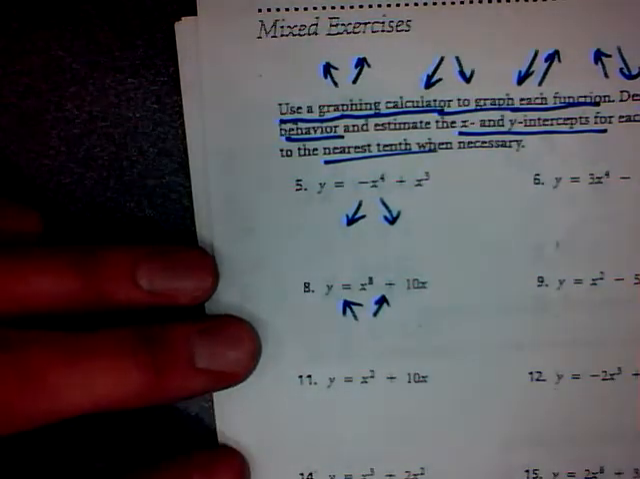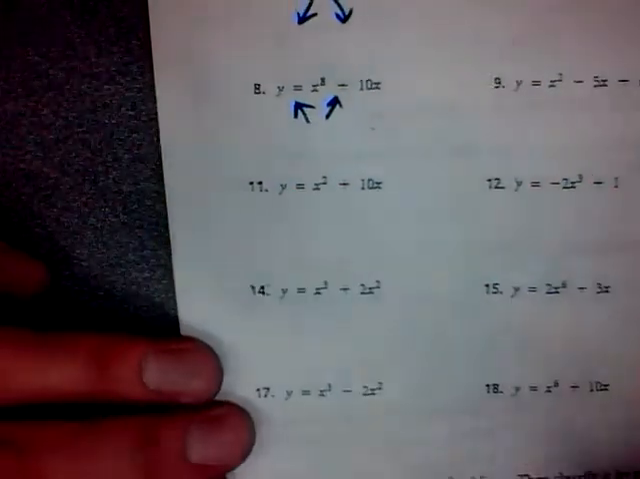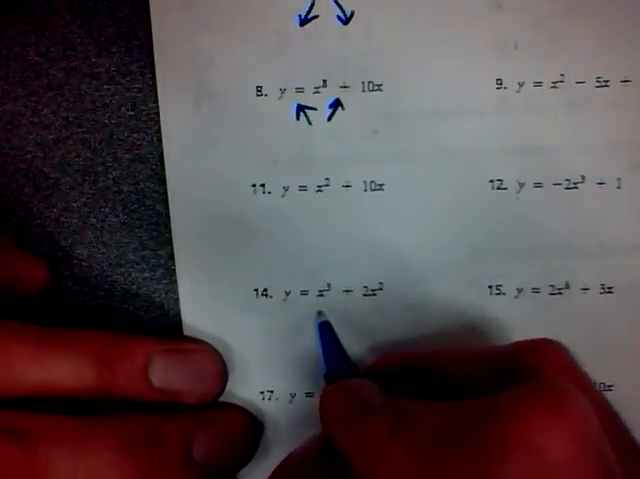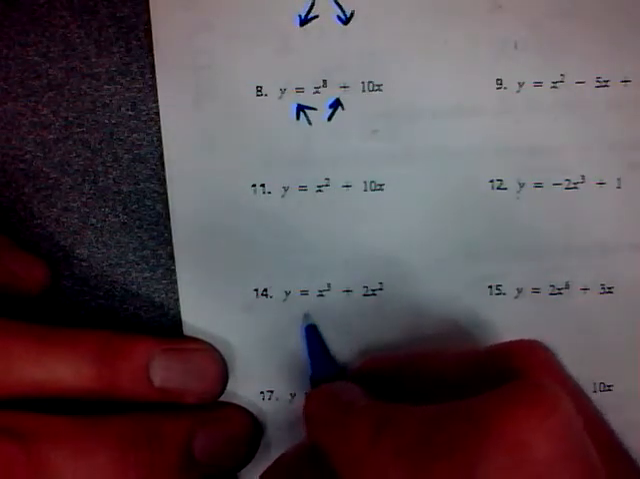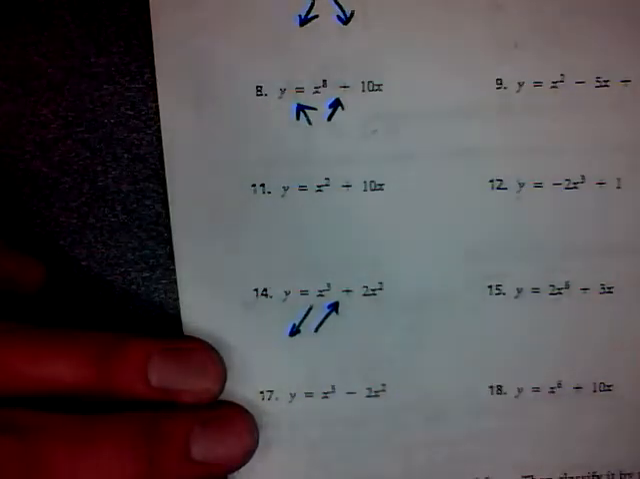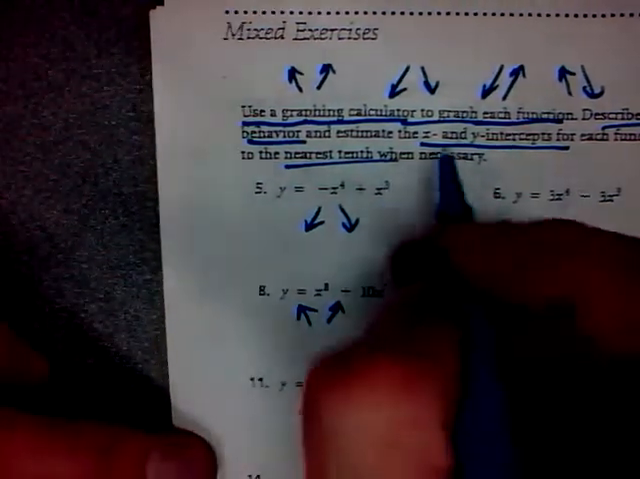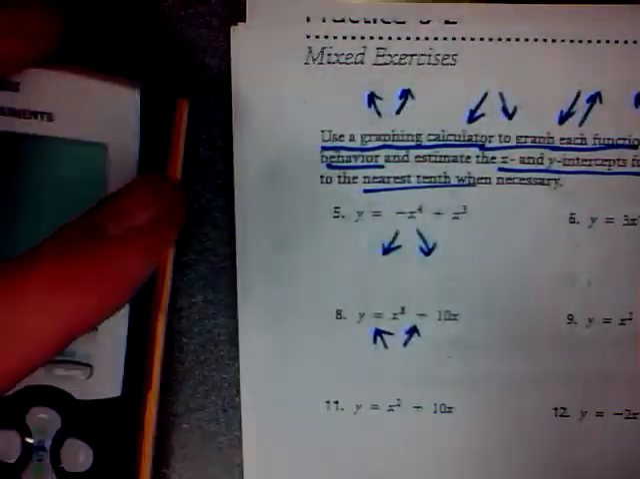Okay. Skipping down to 14, you'll see that this is positive x to the third, so that would be an odd function, so it's going to go from the negative up to the positive. If you move to the right, it's going up. Okay? So that's your end behavior. Now we want to find x-intercepts. So in order to do that, we're just going to use the graphing calculator.